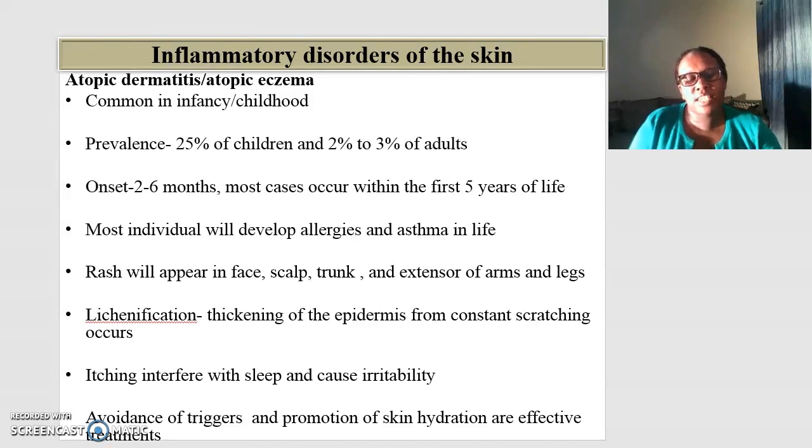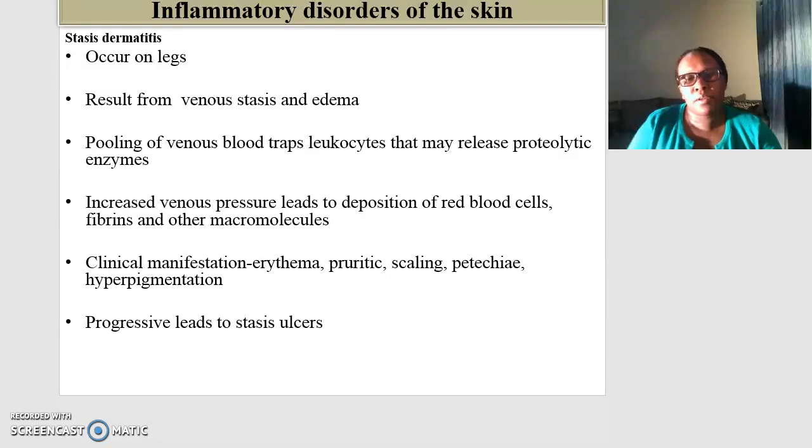Lichenification. This is the thickening of the epidermis from constant scratching of the skin. You find that these little ones will be constantly scratching their skin, and it forms a thick layer. And it's going to vary depending on the site of scratch. Itching interferes with sleep and causes irritability. Avoiding of triggers and promotion of skin hydration are effective treatment.